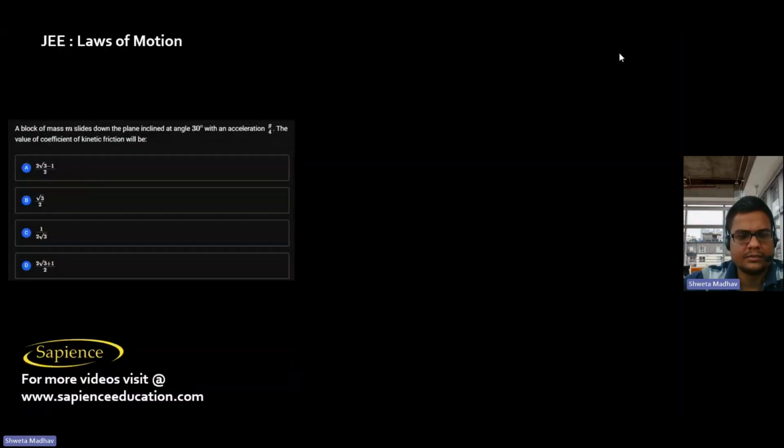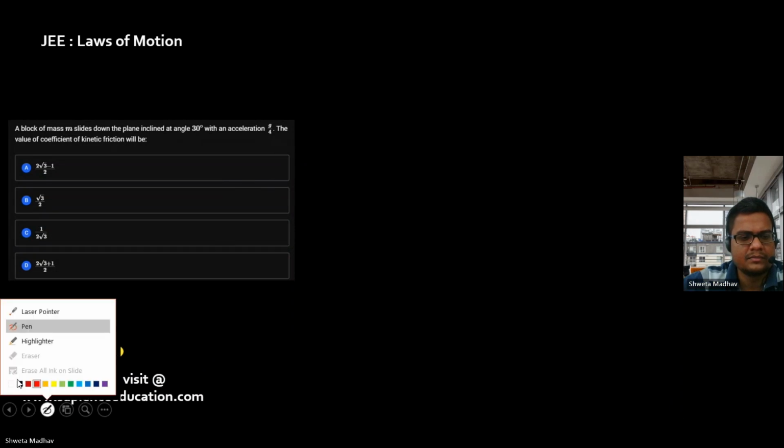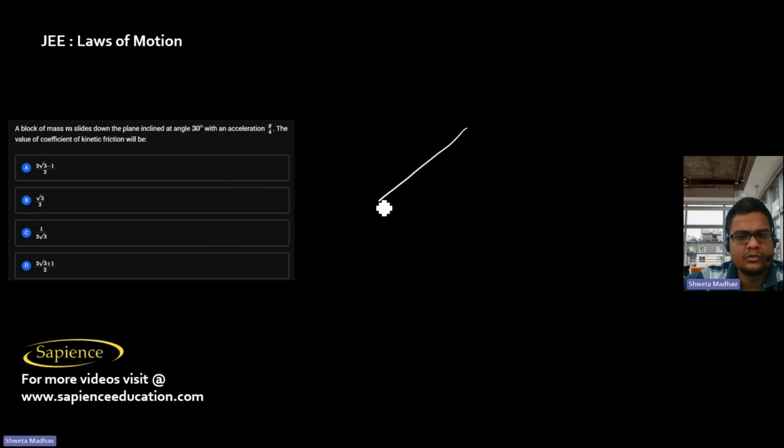Okay, so here it is told that a block of mass m slides down the plane. Mass is m, slides down this plane, and it is inclined at an angle of 30 degrees, and it slides down with an acceleration g by 4. Then the value of the coefficient of kinetic friction, mu, that is how much?